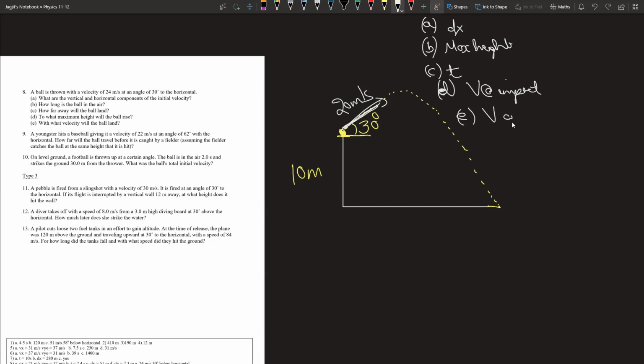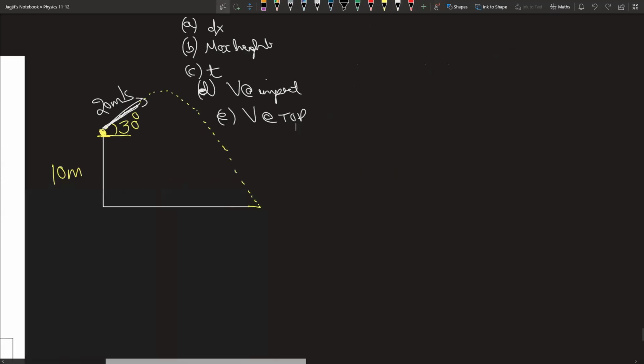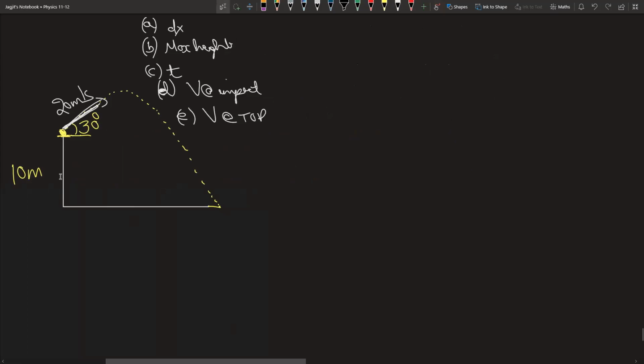And what's the velocity at the top, at the highest point? Okay, guys, so this is not exactly the same as the previous question. Why? Because in the previous questions, you were throwing the object from the ground. Now you're throwing it from a different altitude. But the first step is always the same.